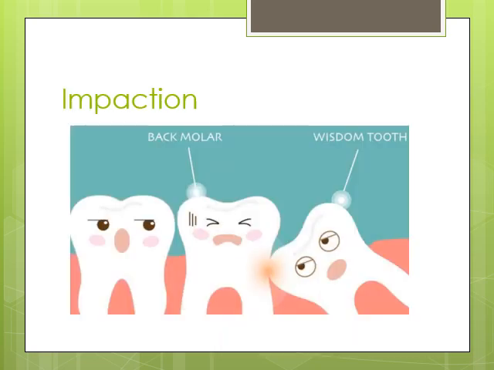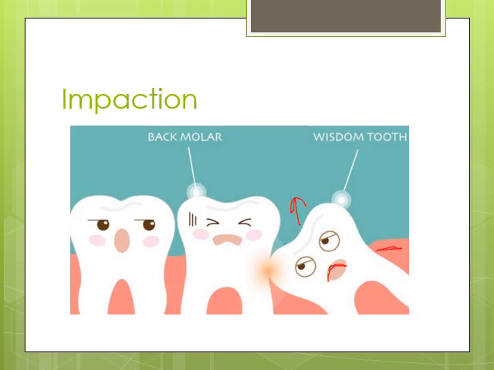Now this is a very good diagram of an impacted tooth. Here you can see the third molar, which is causing much problem to the other molars as well. This is a third molar which is in a big problem. It does not have the space to erupt in the oral cavity.